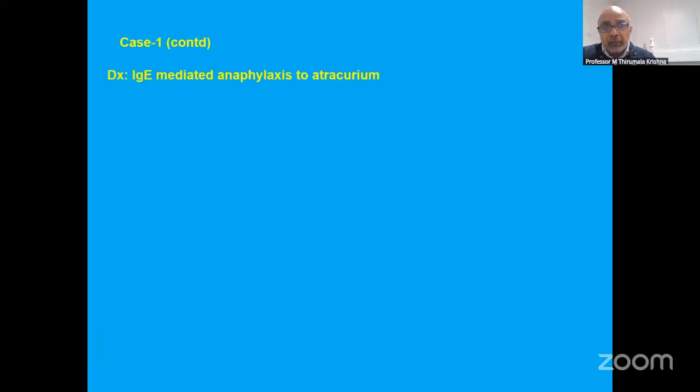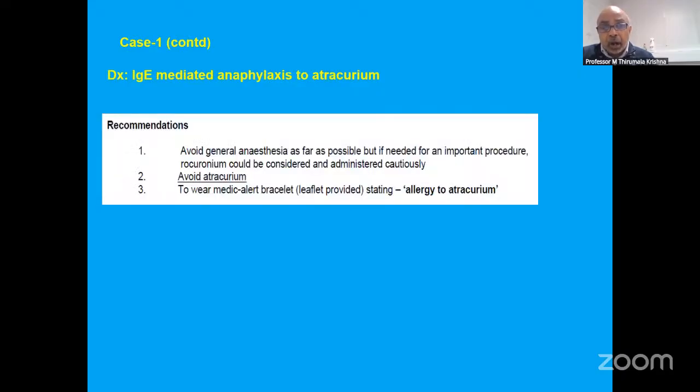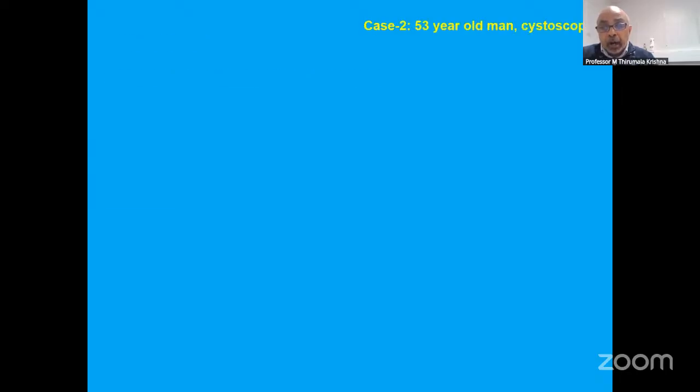So what's the next thing we did? Here we gave the patient a diagnosis of IgE-mediated reaction to atracurium. We said to them that, avoid general anesthesia as far as possible, but if they do require general anesthesia for a future procedure, then they should avoid atracurium and rocuronium can be used instead.